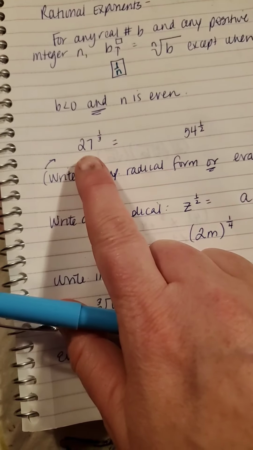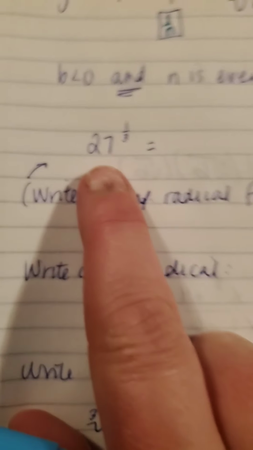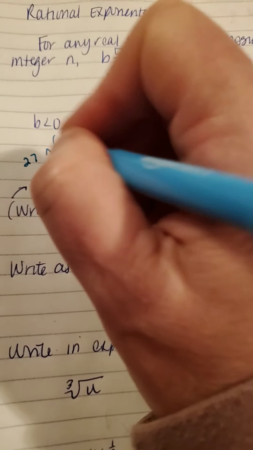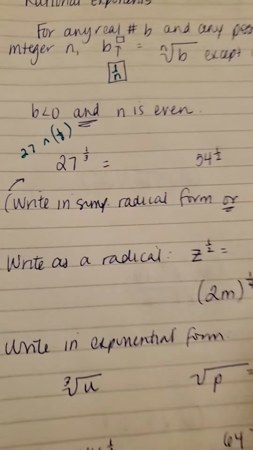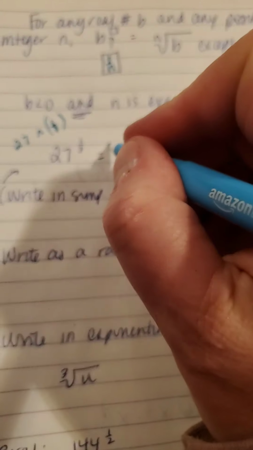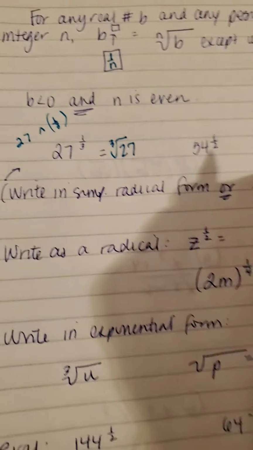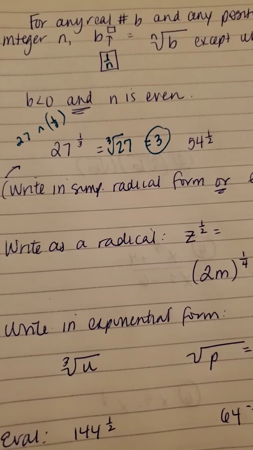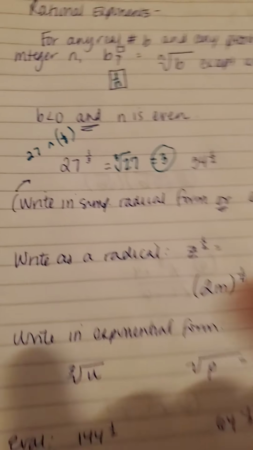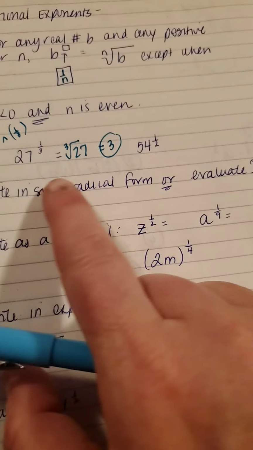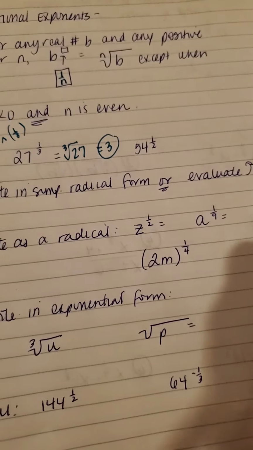You should be able to evaluate these things. Yes, you can plug them into the calculator, of course. If you were plugging this in, you'd probably plug it in with the little caret button or the x to the y. Basically, it's 27 to the 1/3. Means the same thing as this, which is just 3. So you can see my little directions below say write in simplest radical form or evaluate. We evaluated that. We got one answer.